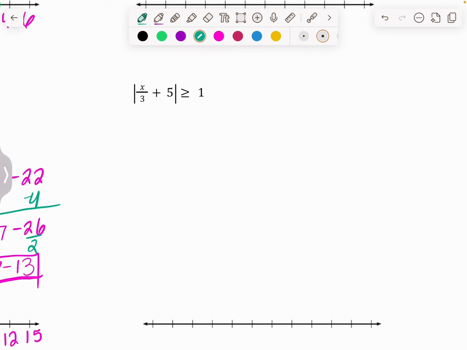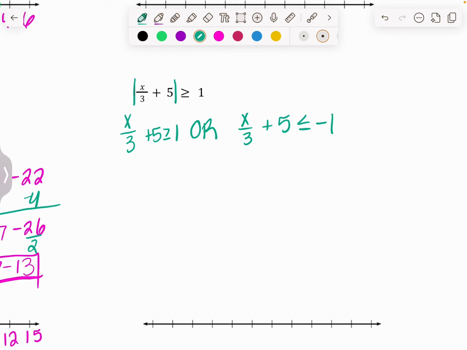All right. One more. So we have this isolated, which means it's all by itself on the left side here, and we have greater than. So we need to remember that greater than is going to be split up using or. And we are going to do that as x over 3 plus 5 is greater than or equal to 1, or x divided by 3 plus 5 is less than or equal to -1.